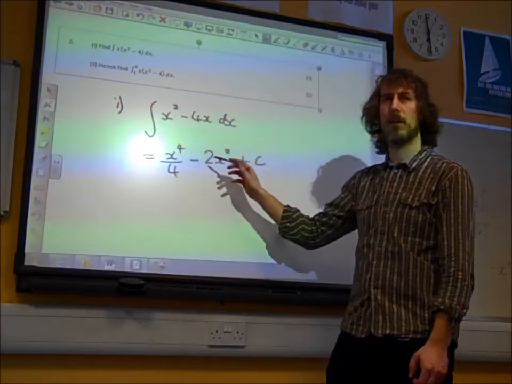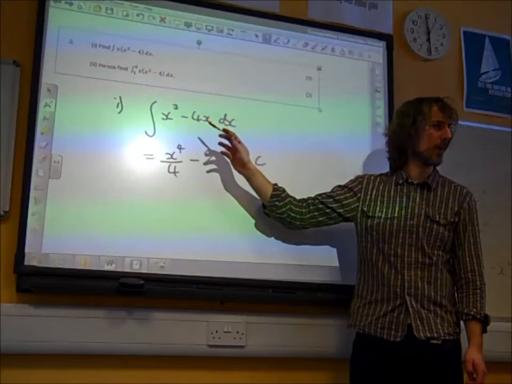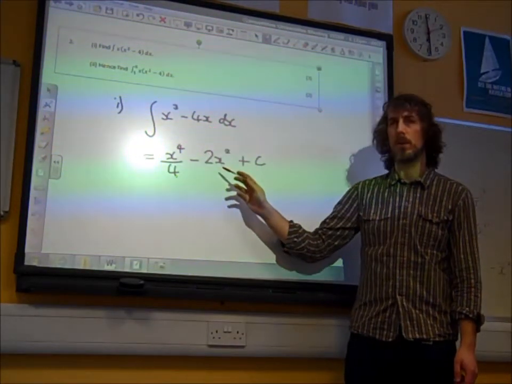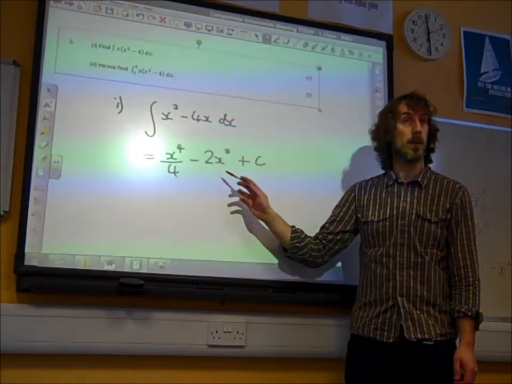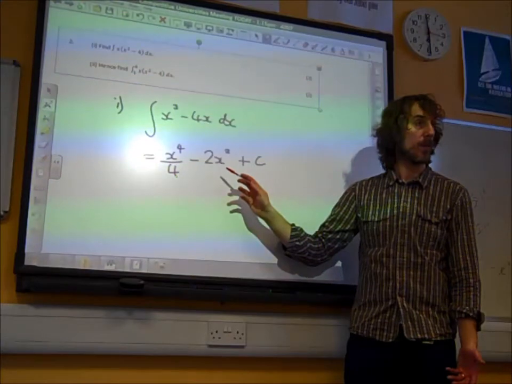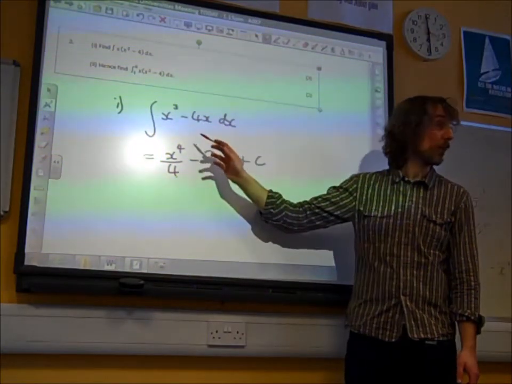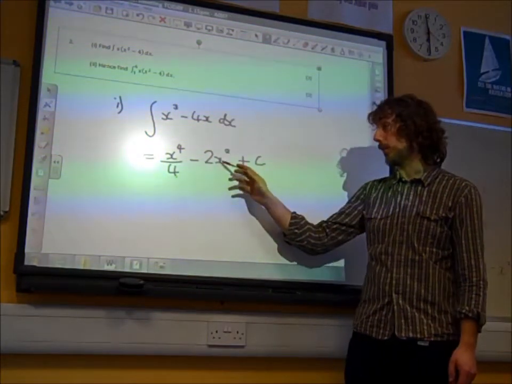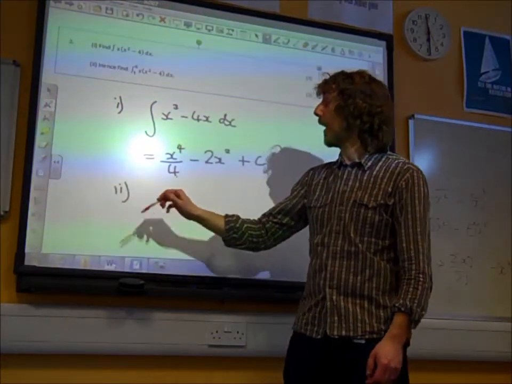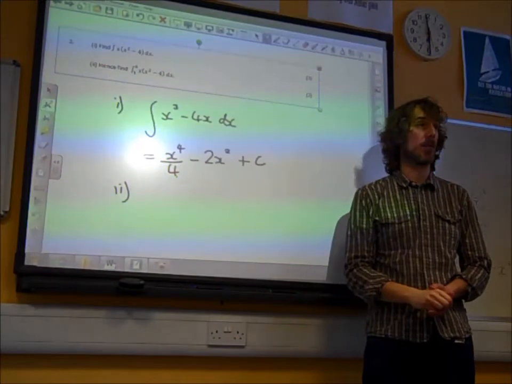Very good. Why did you get 2x squared from 4x? Where did the 4 go? Is it right? So why did that happen? 4 over 2. We had 4x squared over 2, which gives us 2x squared. Very good. So 3 marks for that. Part 2. Hence find that integral.